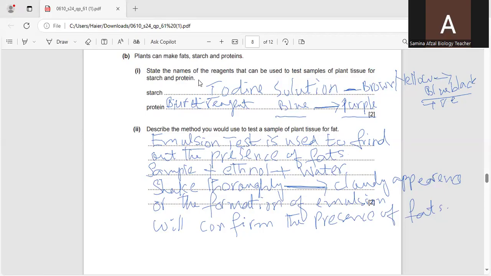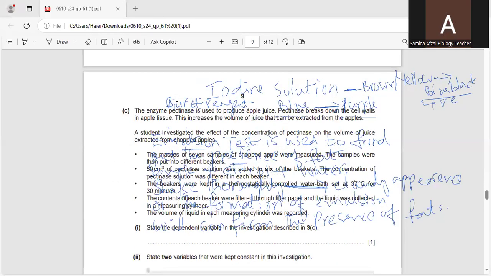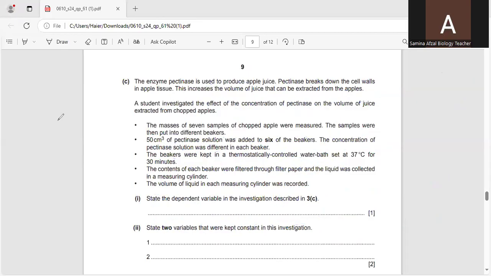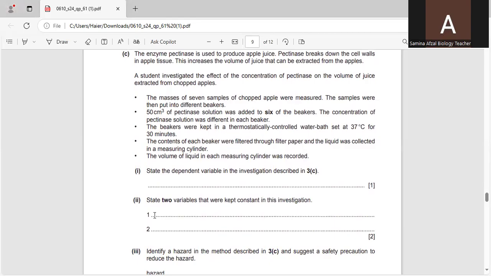Now we are moving towards the next question. The enzyme pectinase is used to produce apple juice. Pectinase breaks down the cell walls in apple tissues. This increases the volume of juice that can be extracted from the apples. A student investigated the effect of the concentration of pectinase on the volume of juice extracted from chopped apples. The masses of 7 samples of chopped apples were measured.